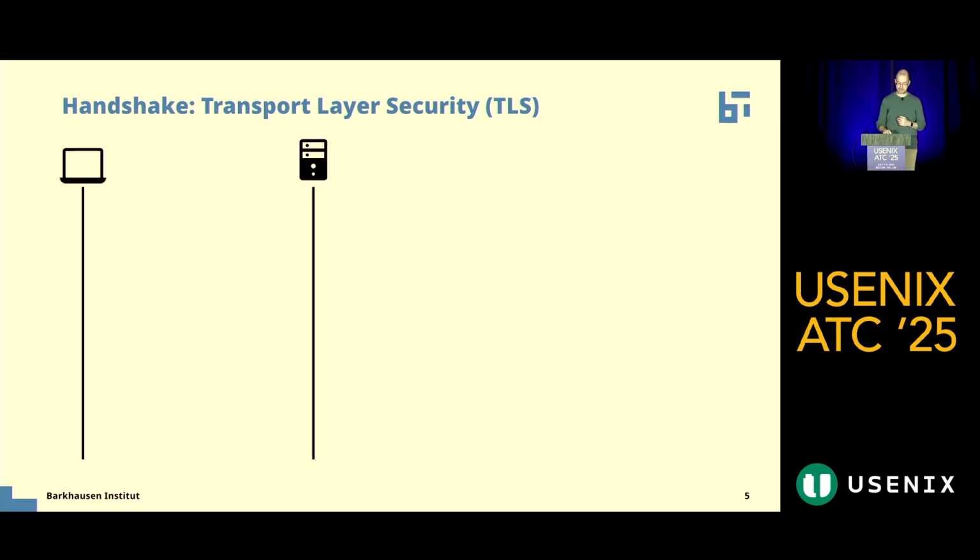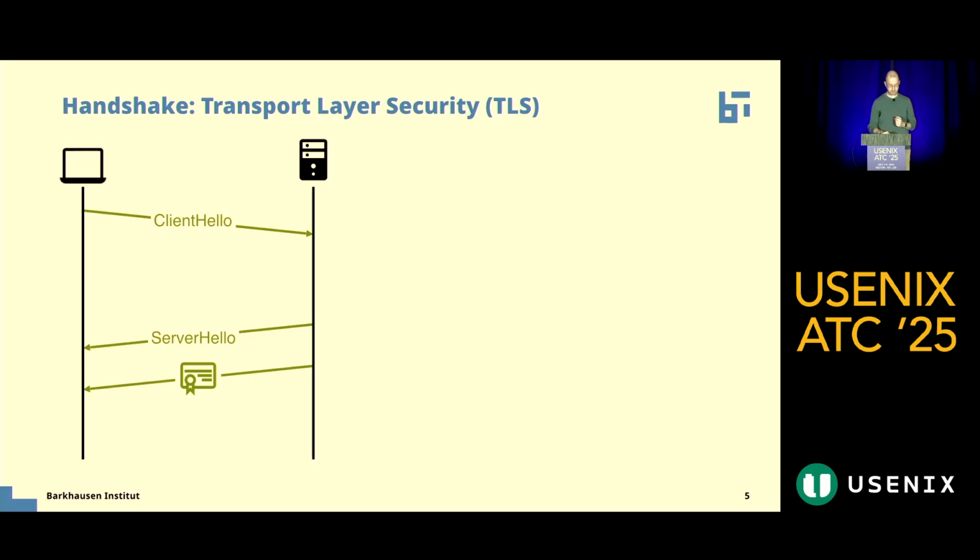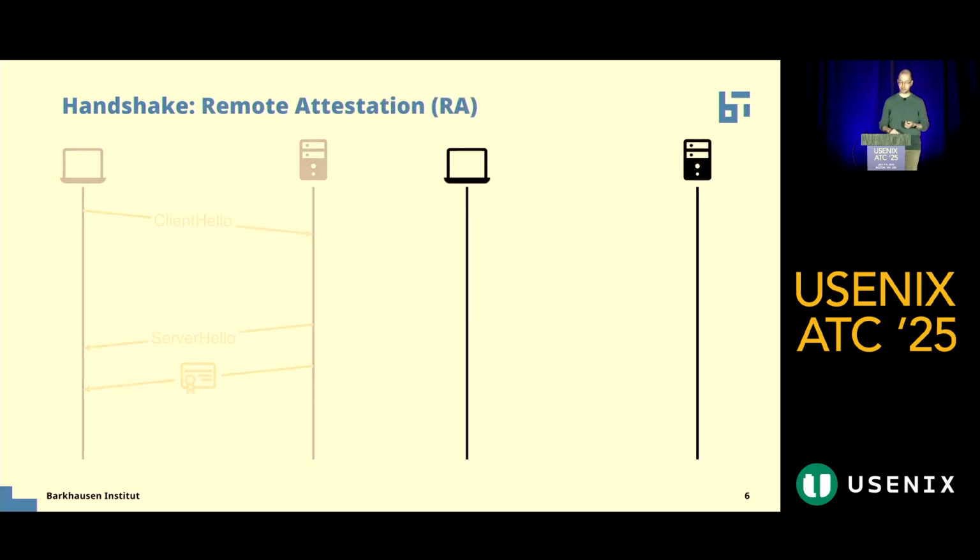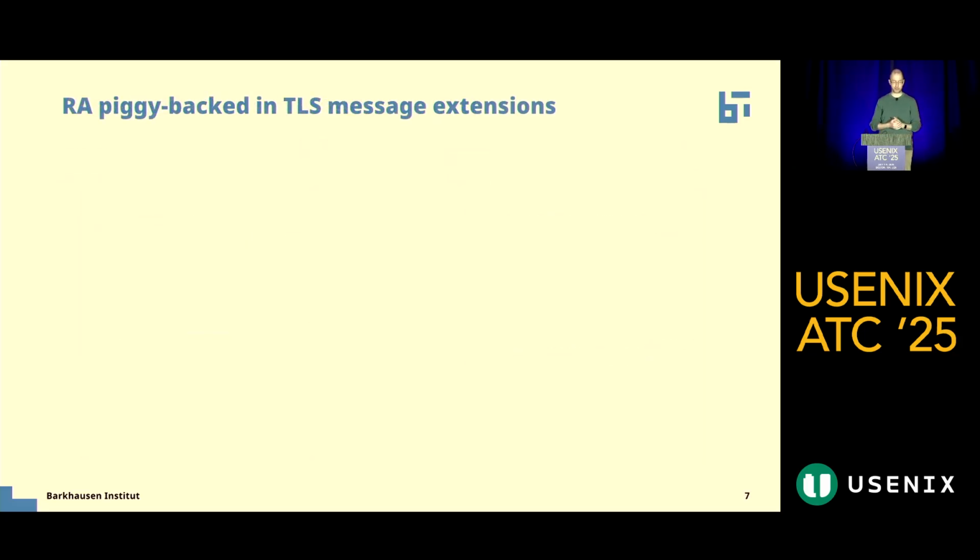TLS has a handshake. It starts with the client hello, where the client wants to initiate the connection. The server responds with what is called a server hello and then presents its certificate to prove possession of the private key. On the remote attestation side, it looks very similar. We start with an attestation request from the client, and then the service responds with an attestation report. So superficially, they look very similar. Our first idea is, of course, to piggyback these two protocols. And here, TLS 1.3 gives us a very nice feature. That's the current version of TLS.